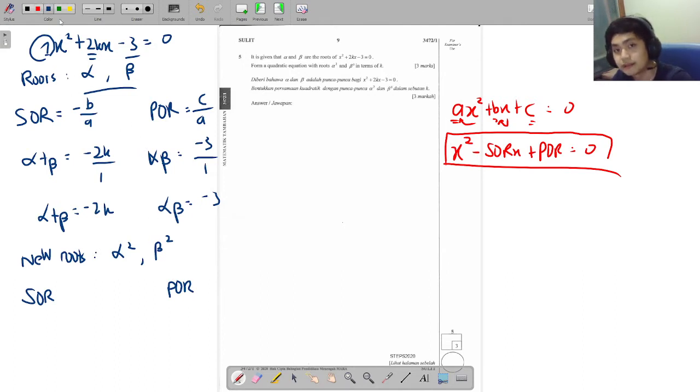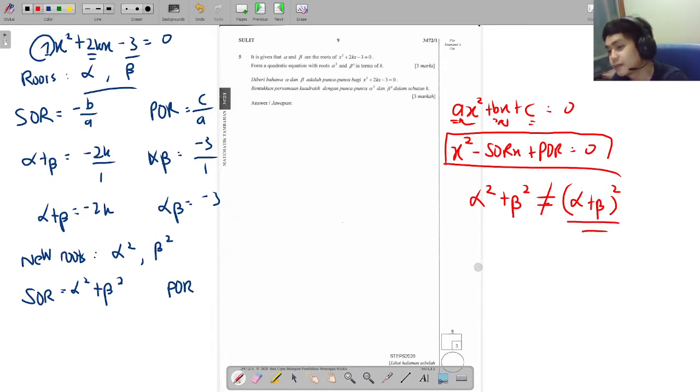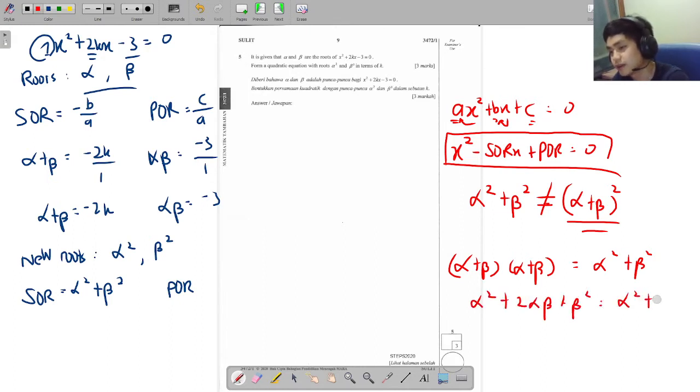So in this case, we have alpha squared plus beta squared. Now, a common misconception that students make is that alpha squared plus beta squared is equal to (alpha plus beta) squared. This is incorrect. This is not equal to, but it is related to it. So how is it related? If you expand this, you'll get alpha plus beta multiplied by alpha plus beta.